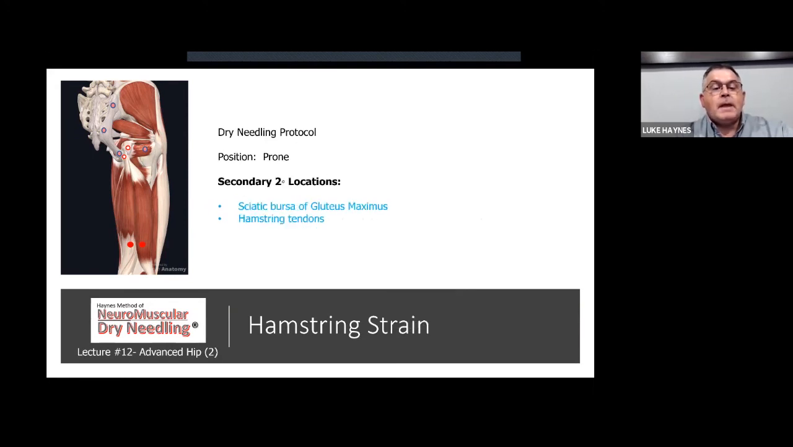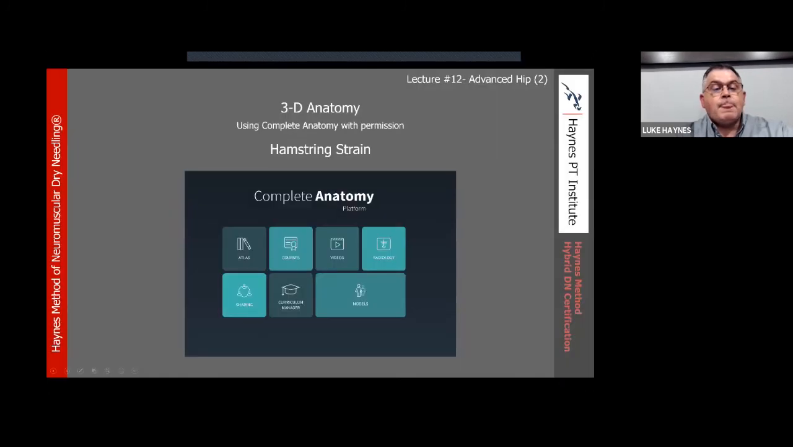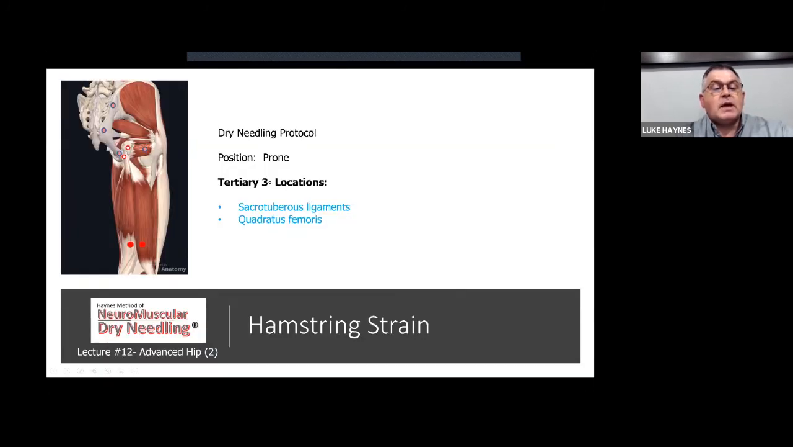Our secondary is going to be the sciatic bursa of gluteus maximus that we talked about, and then the hamstring tendons themselves. And then lastly, the sacrotuberous ligaments and quadratus femoris.